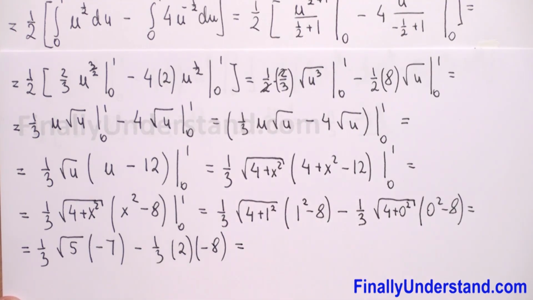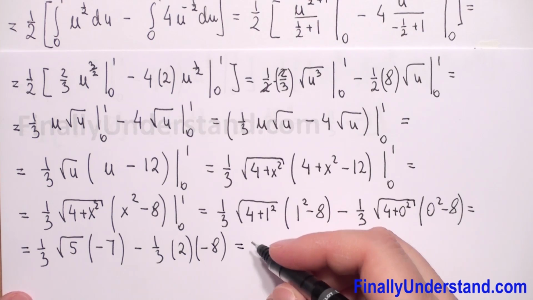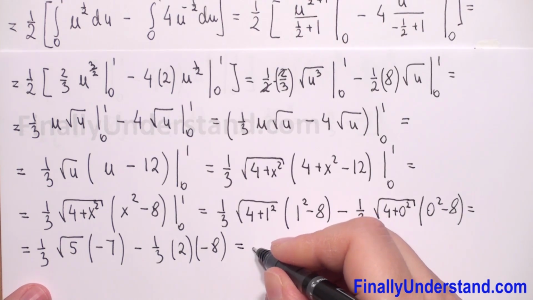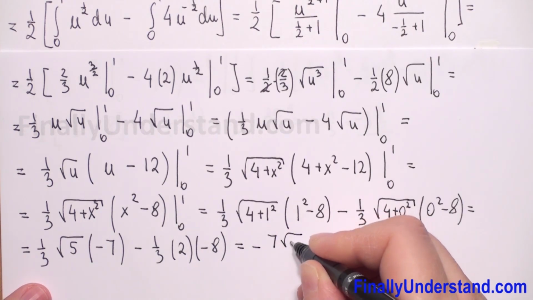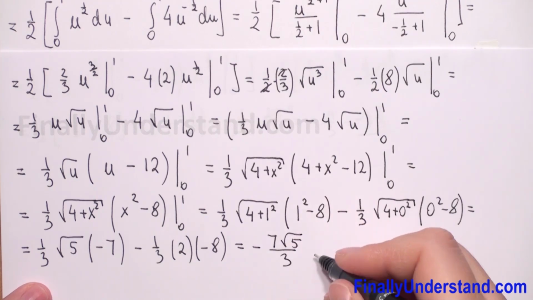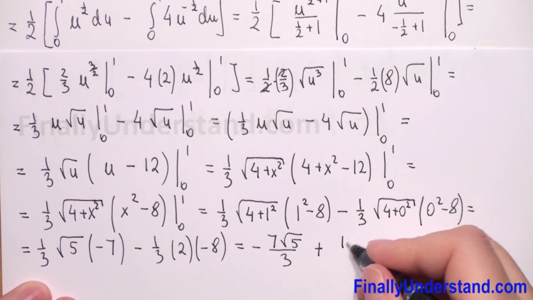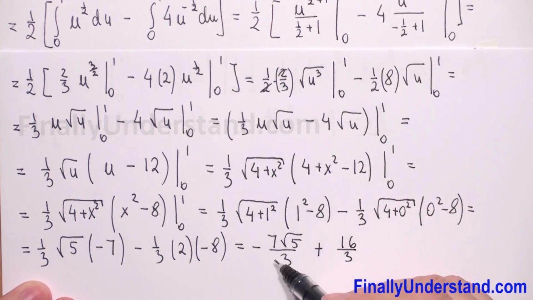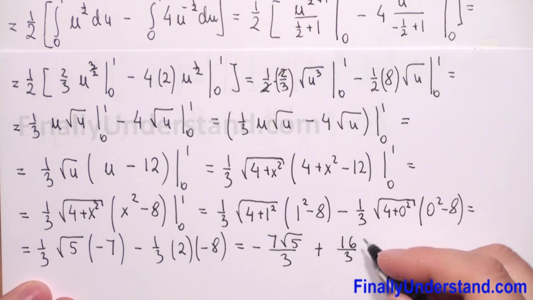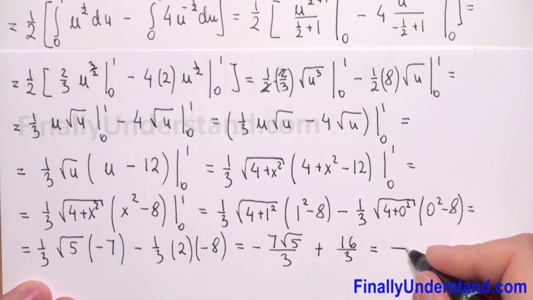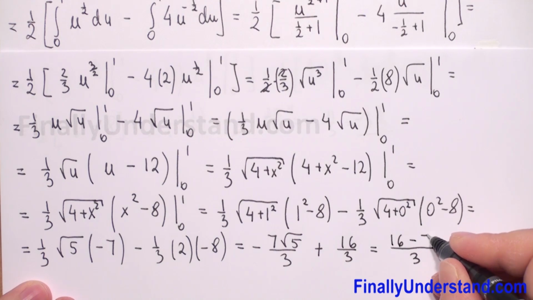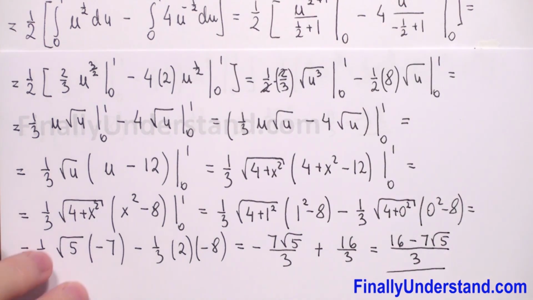So this is equal. Positive times negative will be negative, so we have negative 7 square root of 5 over 3 we can write. Negative times negative is positive, so it will be plus 2 times 8 is 16, over 3. I can change now and put the positive number first. We have the same denominator, so we can put 3 in the denominator and it will be 16 minus 7 square root of 5. This is my solution.